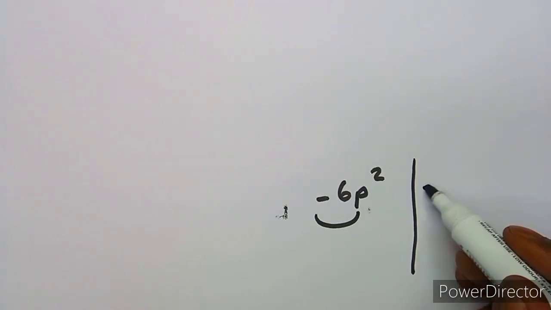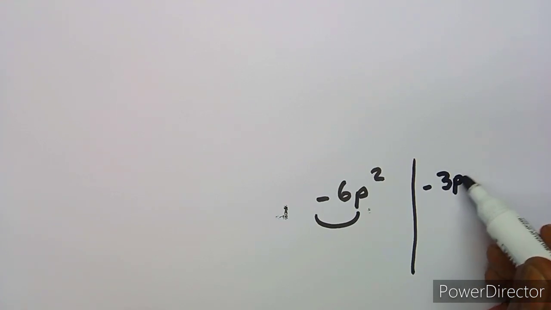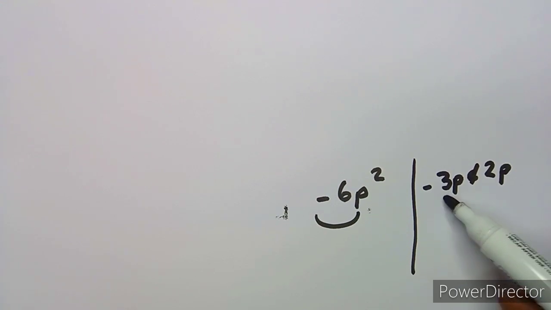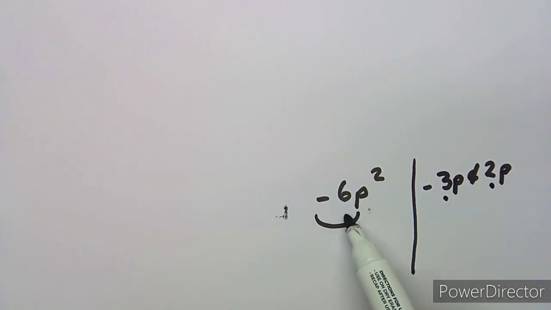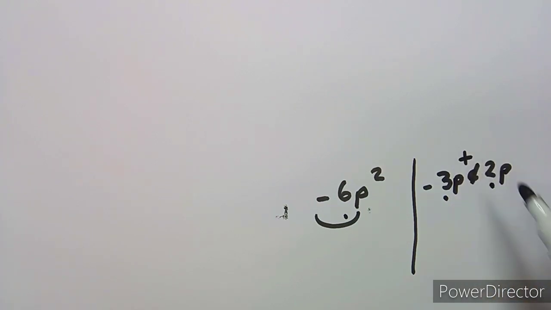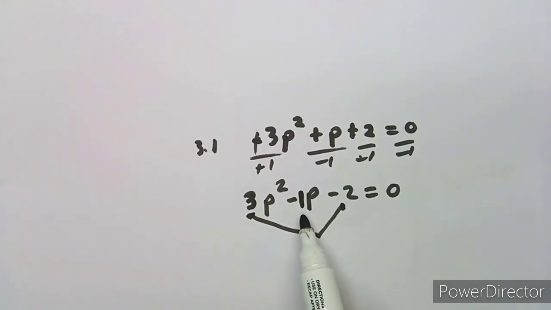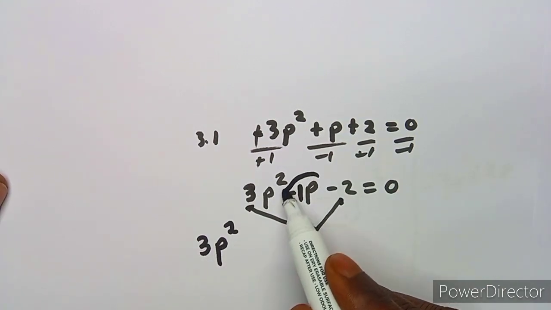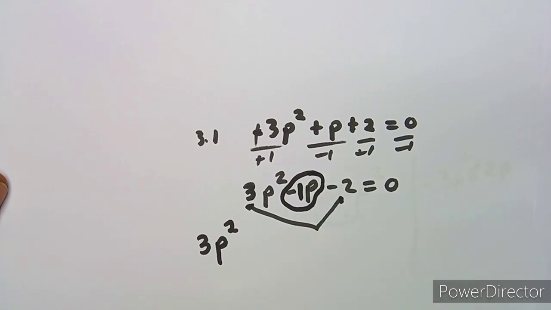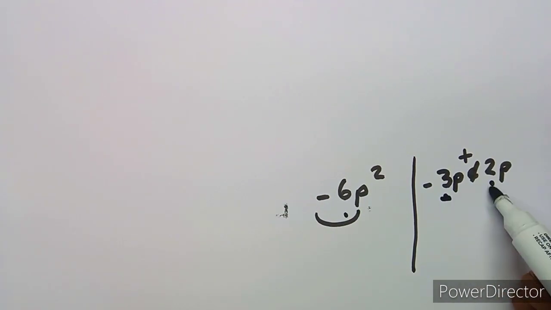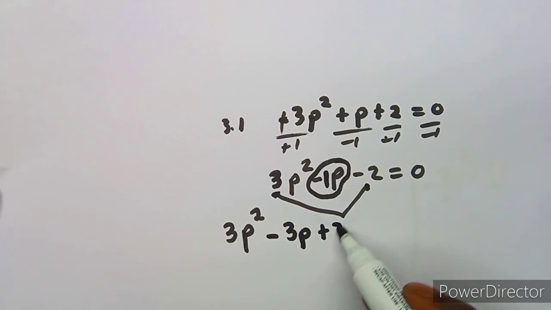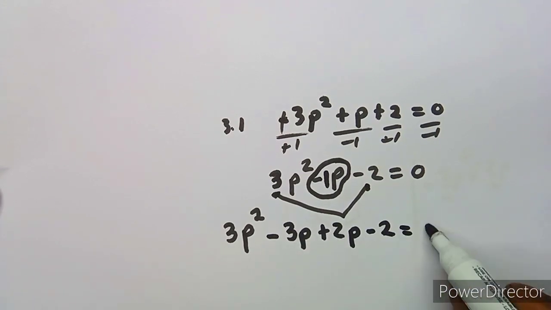Definitely the numbers are minus 3p and 2p. If we multiply these two numbers, minus 3 and 2, that's minus 6. If we add minus 3 plus 2, that's minus 1, which is minus 1p. So these are the two numbers that we are going to substitute into the middle term, minus 1p. So we replace it with minus 3p plus 2p. So minus 3p plus 2p minus 2 is equal to 0.